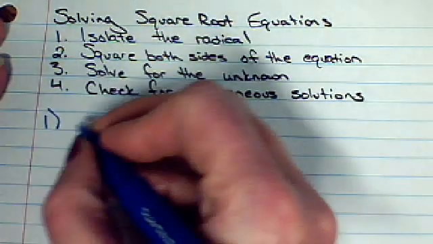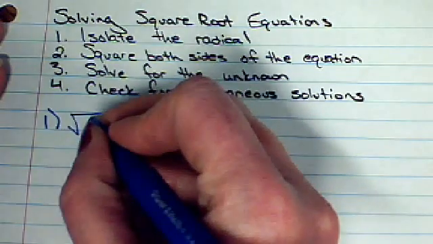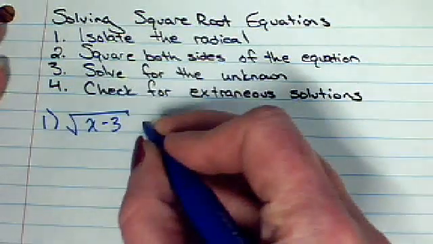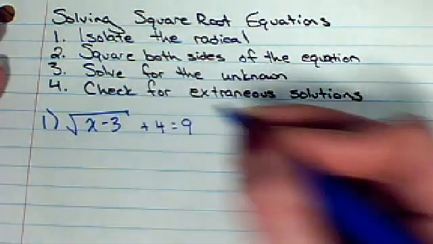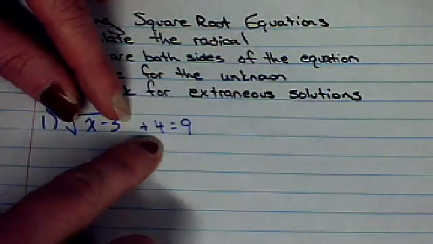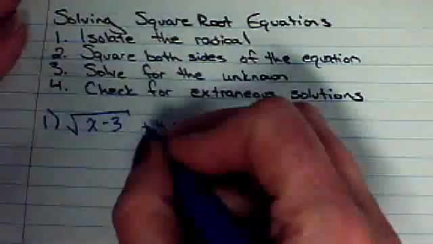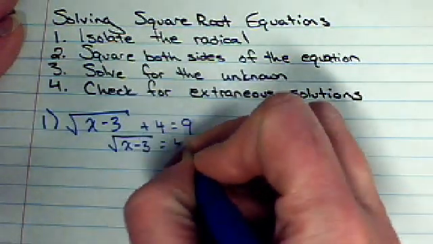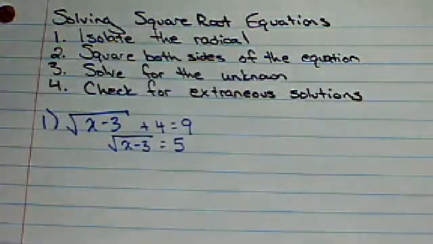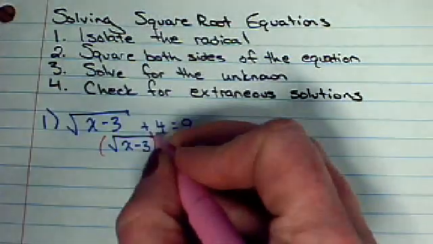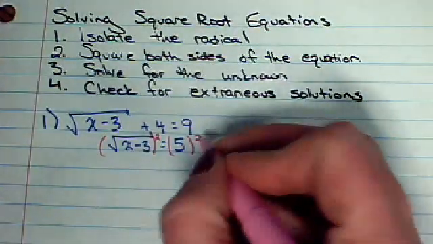So example 1, square root of x minus 3, notice that's all under the square root sign together, plus 4 equals 9. Okay, so we're going to isolate the radical. We want that all by itself. We look at what's happening to it, adding 4, so we're going to subtract 4 from both sides. I get square root of x minus 3 equals 5. Now it's isolated. I can square both sides now.